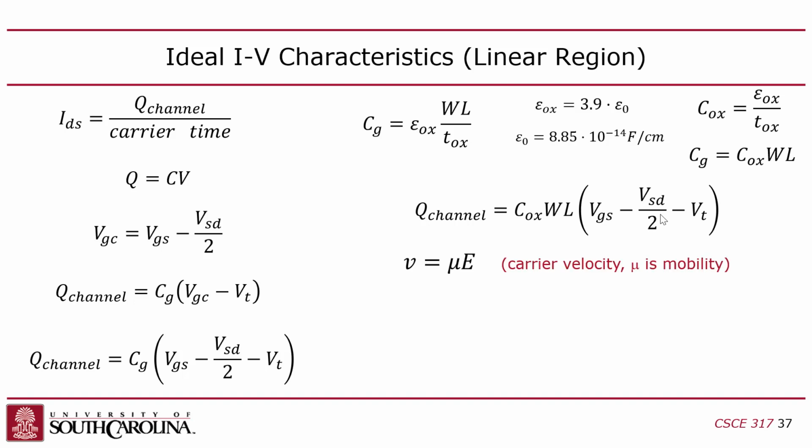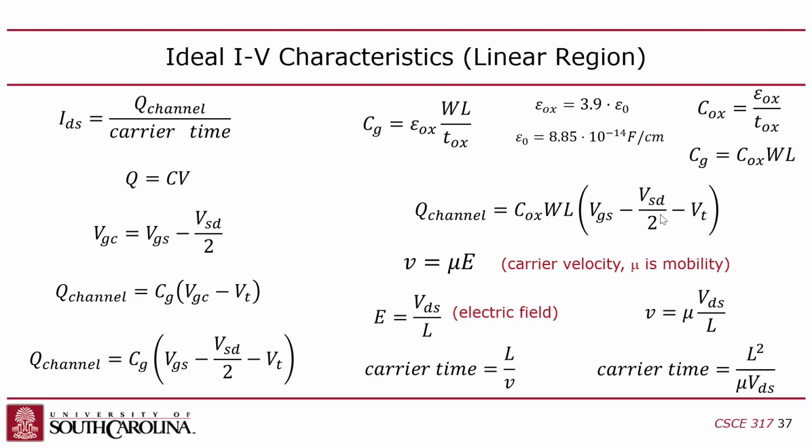And then we need the carrier time. The carrier time is a function of the carrier velocity. The carrier velocity is a function of this mu, which is the mobility of the carriers. Again, that's just how fast the carriers move in the silicon, times the electric field strength, E. And the electric field is just the drain source voltage divided by the length of the channel, right? And so we can then calculate the carrier time.